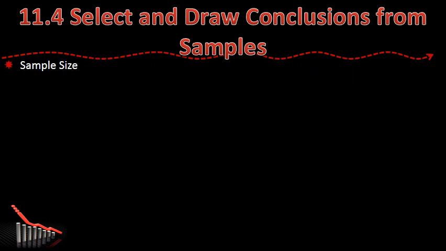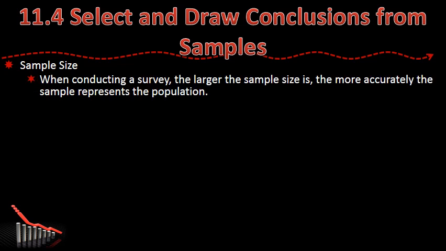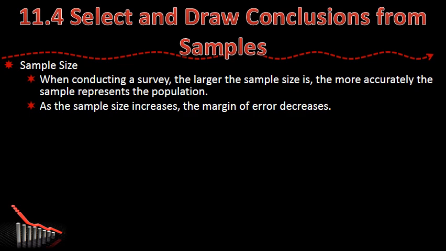Sample size is also important. I mean, we could have one person represent 1 billion people. So we could sample the world with 7 people. But that doesn't seem very reasonable. When conducting a survey, the larger the sample size, the more accurately the sample represents the population. So as sample size increases, the margin of error decreases.